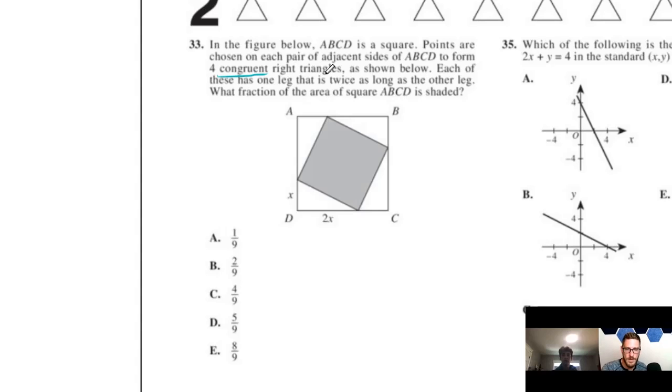As shown below, each of these has one leg that is twice as long as the other leg. Okay, so if this side, oh, actually they have it already shown right here. They have x and 2x. Great, so we could go around and label that all the way around if we wanted to. What fraction of the area of square ABCD is shaded? Okay. Trixie, how do we get started on that?